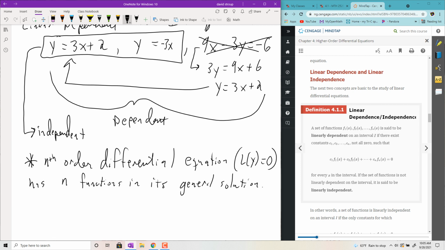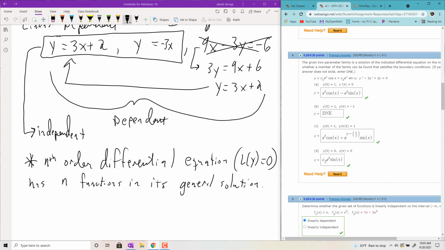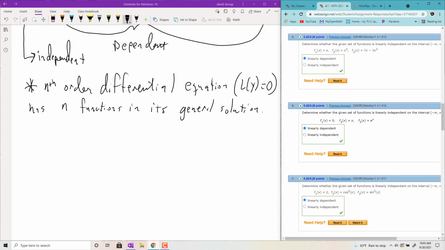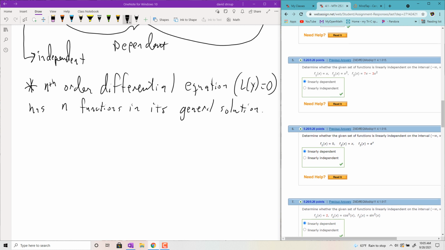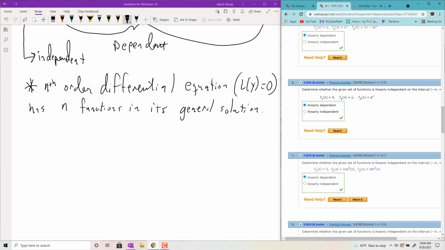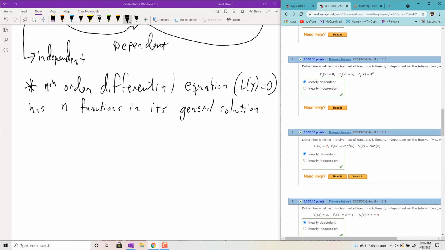Okay, I think we can kind of look at a couple of these. So in particular, number 5 is just like the one example I was just doing. Let's look at maybe number 7. Okay, so they're giving you a set of functions, and you have to figure out if they're linearly dependent or independent. Okay, is there any riffraff in there?